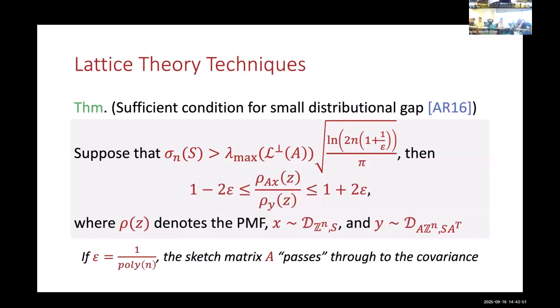So basically, if the smallest singular value of our covariance matrix, which we have control over, so we can make that happen, is at least lambda max of the orthogonal lattice times some polylog n factor, then we would be able to get this small variation distance. And especially if we set epsilon to be 1 over poly m, then the sketching matrix will sort of pass through to the covariance as we go. Any questions here?